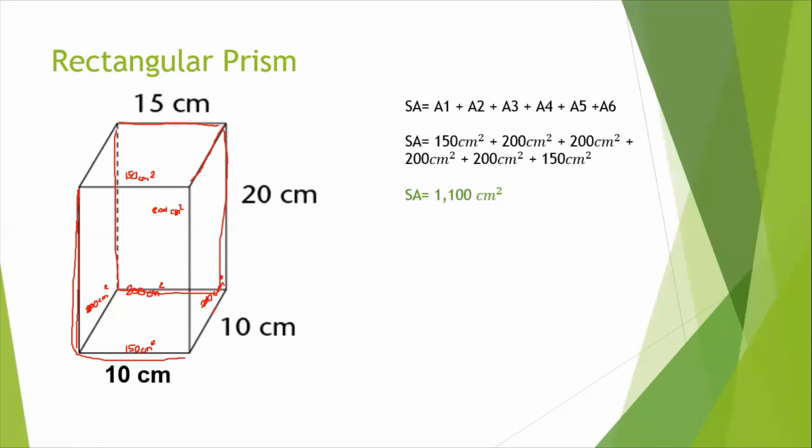So always remember, grade 6, to find the surface area of the rectangular prism, all we have to do is find the area of each face, of which there are 6 faces of a rectangular prism. Same with our cube, we also need to find the area of its 6 faces and sum them up.